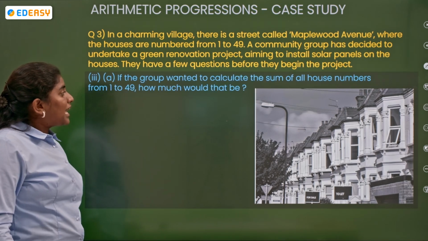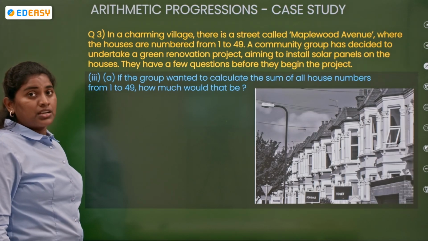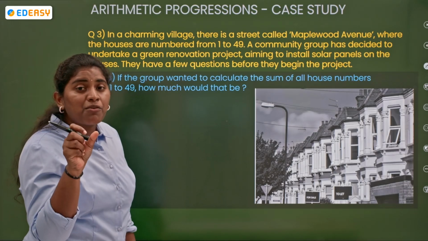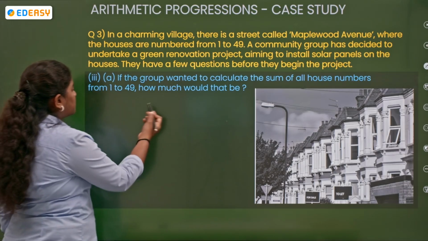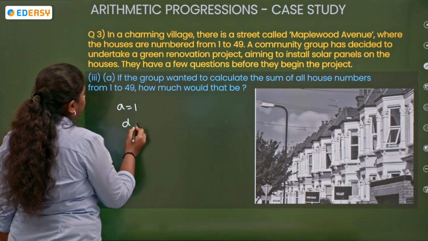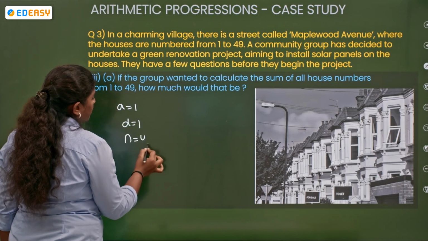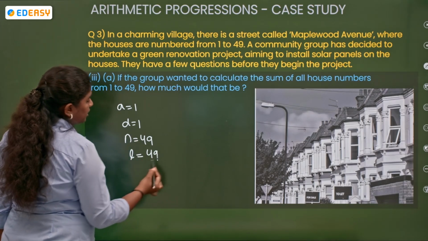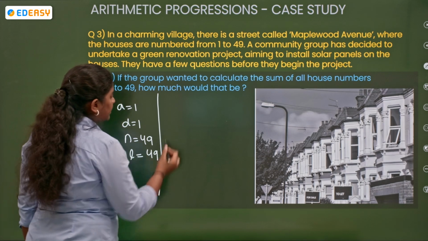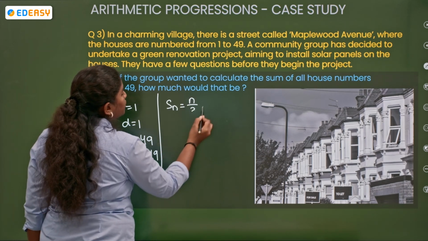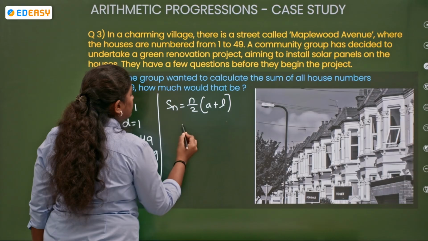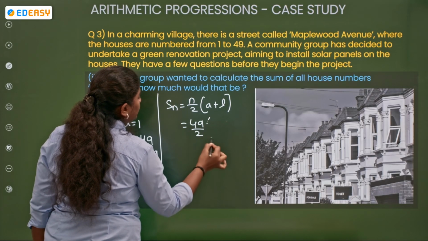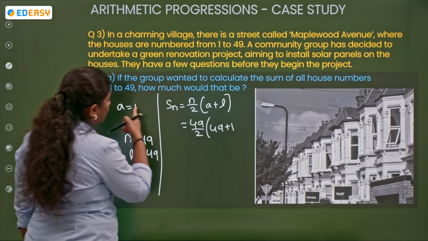If the group wanted to calculate the sum of all house numbers from 1 to 49, how much would that be? It means we need to find the sum of that AP. Okay, so now a equals 1, d equals 1 and n equals 49. How many houses are there? 49. And next, what is your l? l is the 49. Clear? So now find the Sn. Sn equals n by 2 into a plus l. Right? So n means 49. Okay, 49 by 2 into 49 plus 1. That is your 1 is your a.